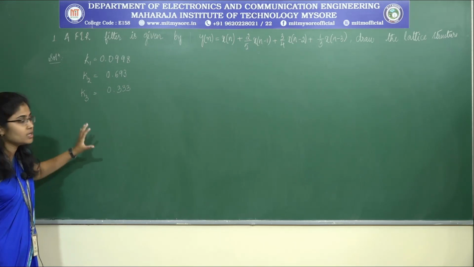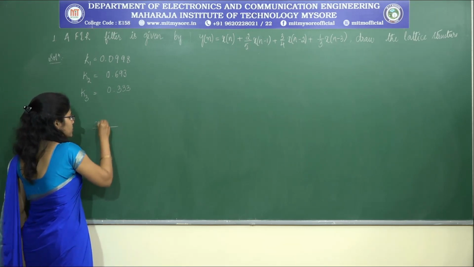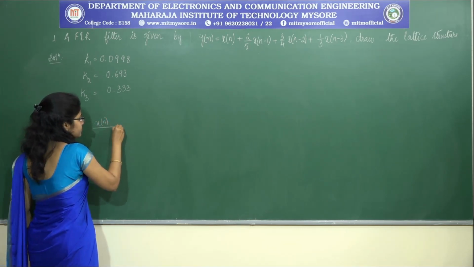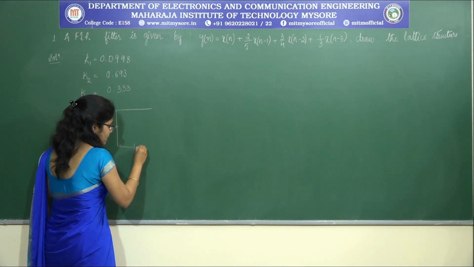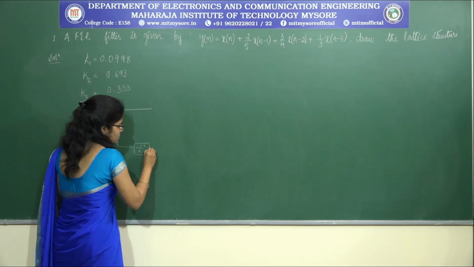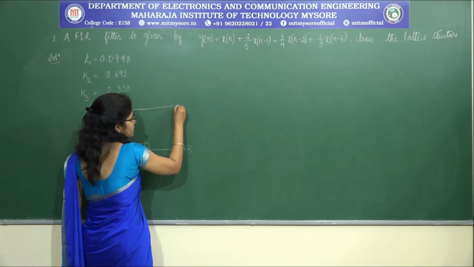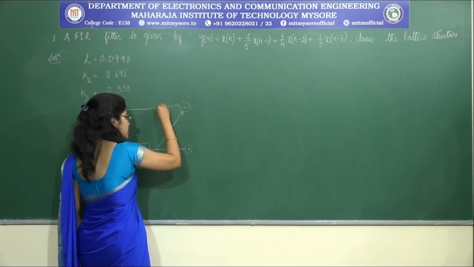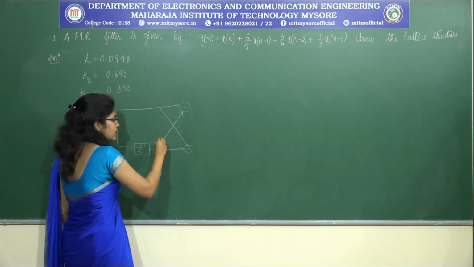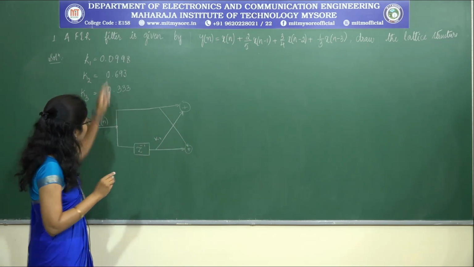Now I should draw the structure. The structure remains the same: you take input x of n, you divide it into 2. So here you will have a delay unit. You give this to an adder, and similarly here also you have an adder. This input is fed to this adder and this input is fed to this adder, and here the coefficient is k1 in the structure. So what is the value of k1?